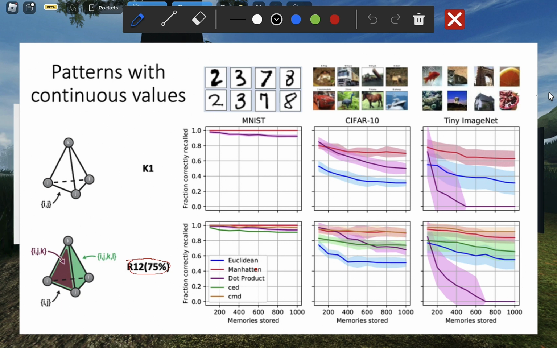actually perform quite well. These two things here, CED and CMD, are high dimensional analogues of Euclidean distance and a kind of volumetric distance, because when you're dealing with high dimensional stuff, you have some extra choices and ways to measure distances between, let's say, the memory patterns and the states.